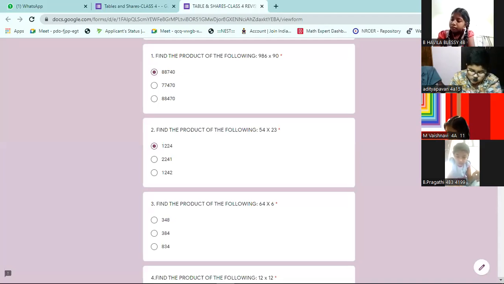Tables and Shares. Multiplications, as I said, you have to do on your own. Please don't copy the answers. Try. It is a Google form test, a revision test. You try. If you are not getting it, then you can look at the board. If you are getting it, fine. Try.